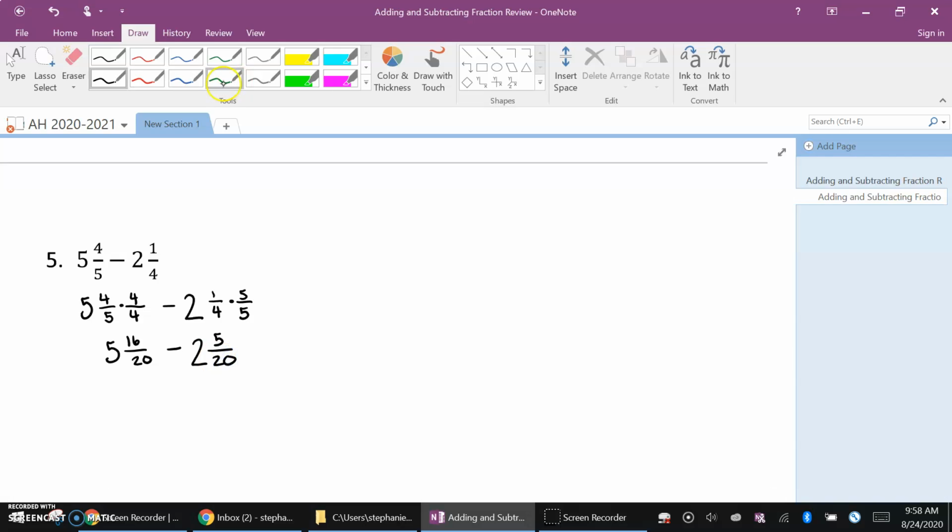Some students do not like to do this kind of subtraction without making it vertical. So if it makes you more comfortable to make it vertical, that's completely fine. 5 minus 2 gives us 3. And then 16 minus 5 gives us 11. So we have 3 and 11 twentieths.